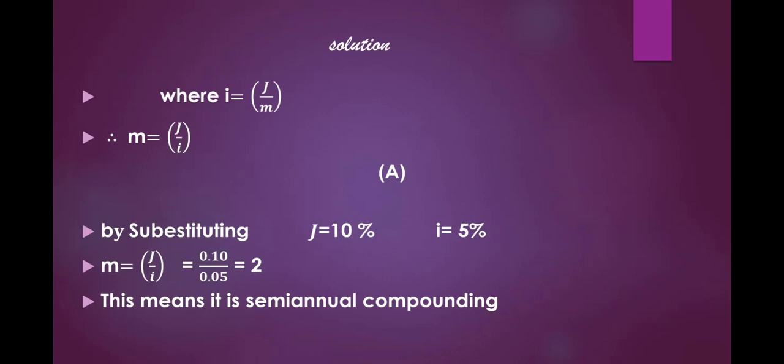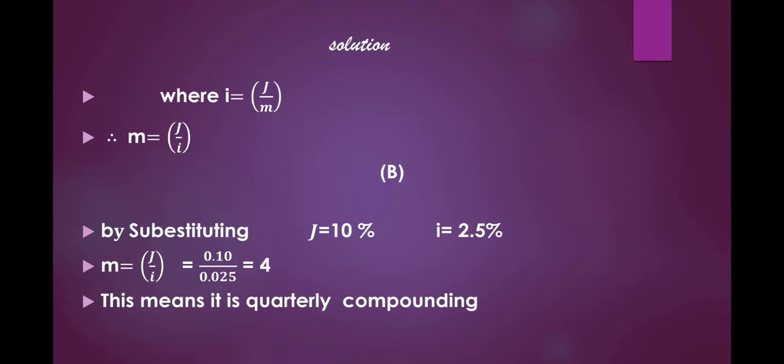Let's show the answer. For A, we will substitute J equal to 10% and I equal to 5. So M will be equal to 10 over 5%, which equals 2 periods. This means it is semi-annual compounding. And for B, where J equals 10% and I equals 2.5%, M will be equal to 10% over 25 per thousand, which is equal to 4 periods. This means it's quarterly compounding.